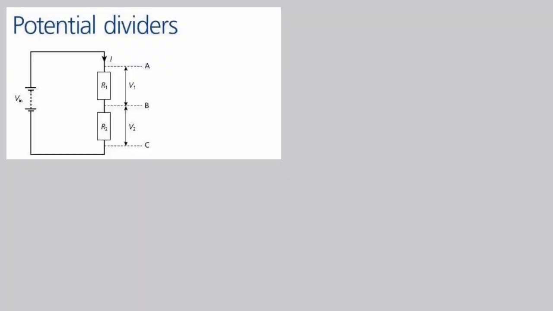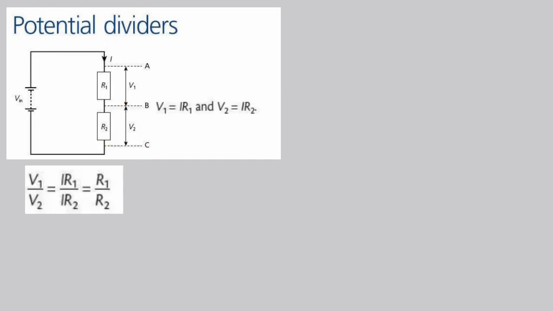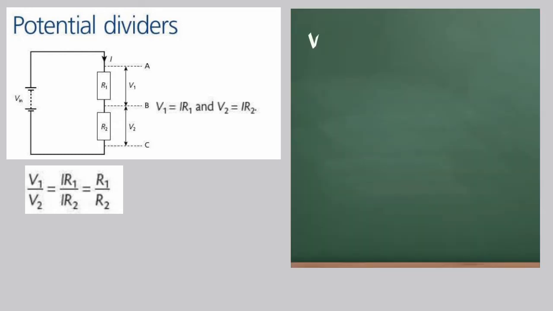Potential dividers. A potential divider does exactly what the name suggests. If there is a potential V across AC, then the total potential drop is divided between AB and BC. So, V1 divided by V2 is equal to I times R1 divided by I times R2.